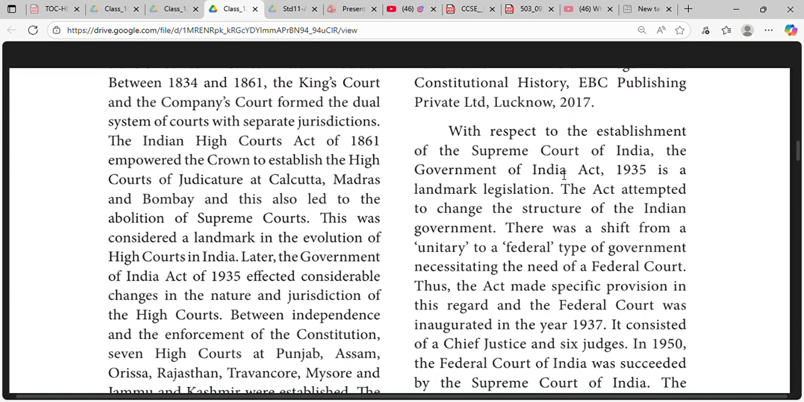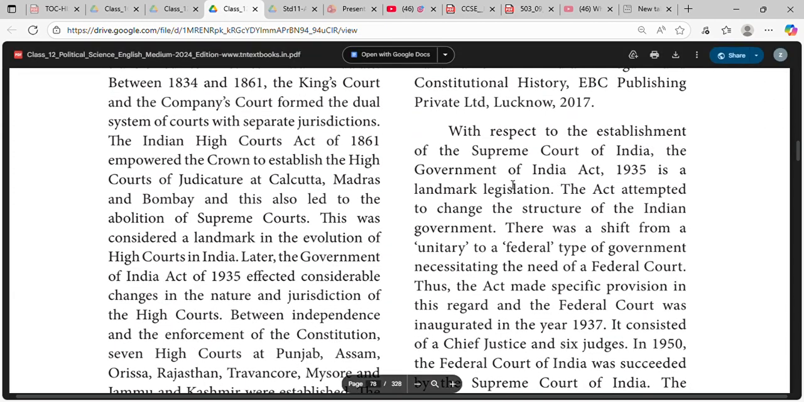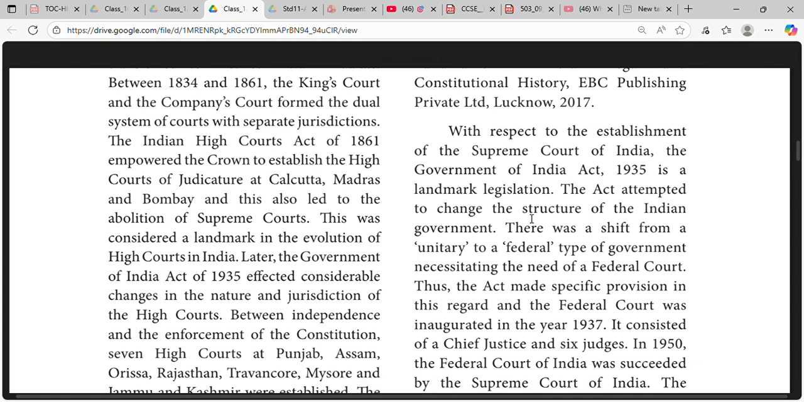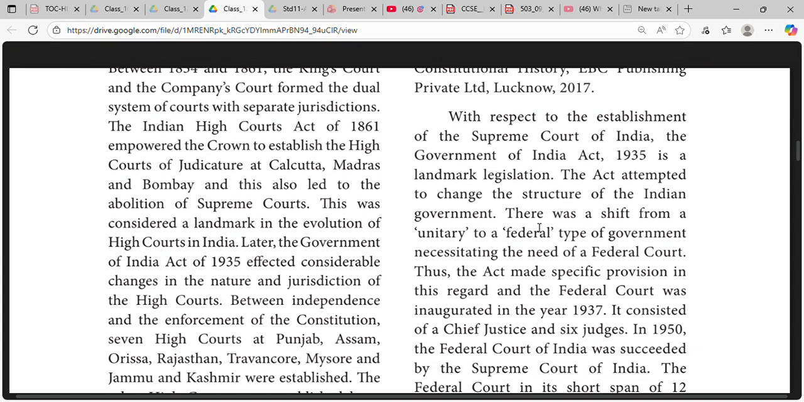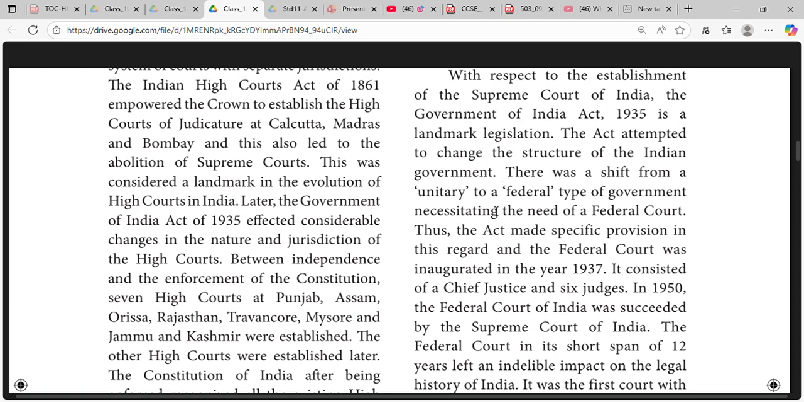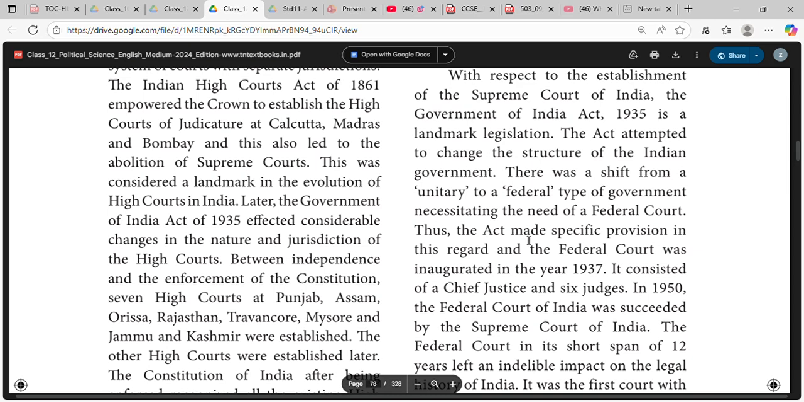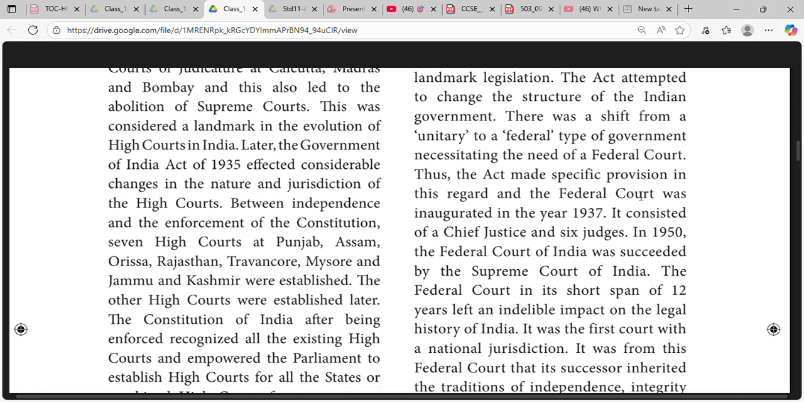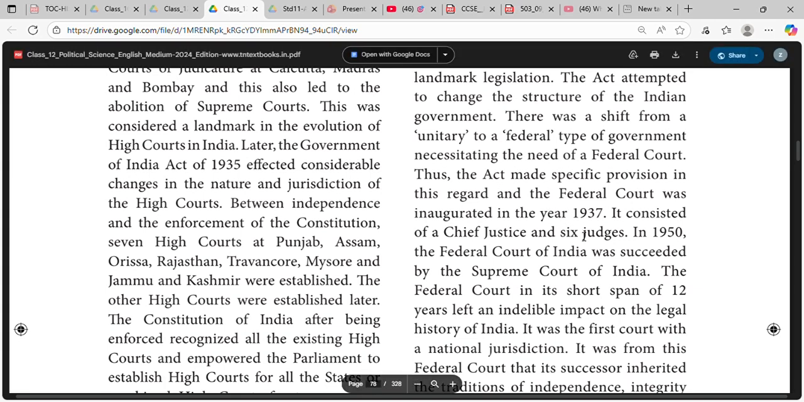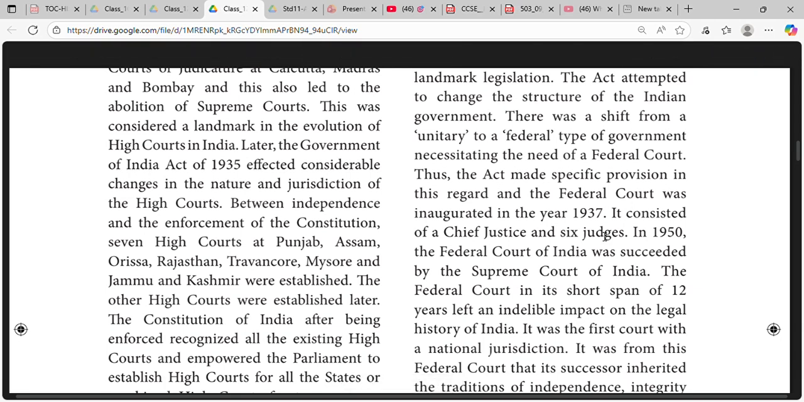With respect to the establishment of the Supreme Court of India, the Government of India Act 1935 is a landmark legislation. The act attempted to change the structure of the Indian government. There was a shift from a unitary to federal type of government, necessitating the need for a federal court. Thus, the act made a specific provision in this regard, and the federal court was inaugurated in the year 1937. It consisted of a chief justice and 6 judges.